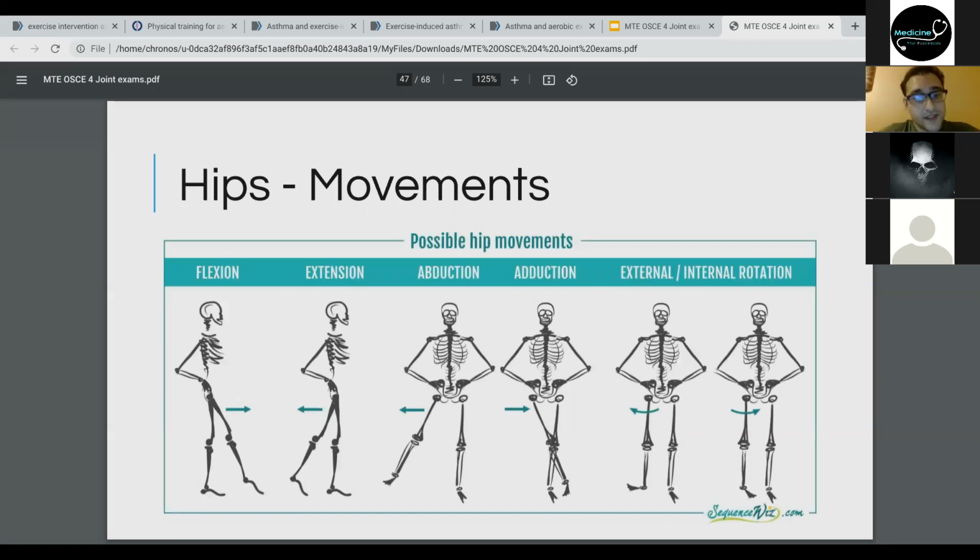And then movements. The hip, like the shoulder, can move almost in a hemisphere. So you've got flexion, extension, abduction and adduction, and external and internal rotation. You test all of them passively, and test all of them actively. Once again, you're feeling for pain, stiffness, and crepitus.